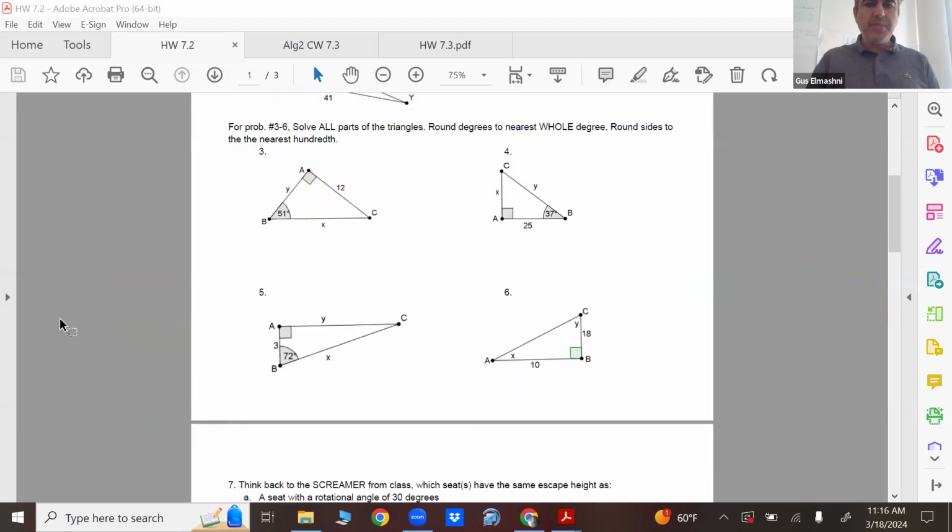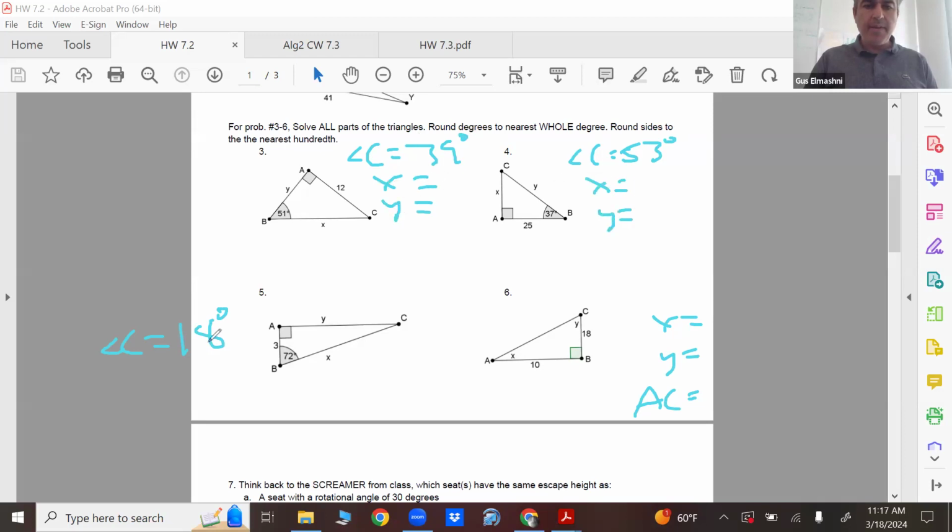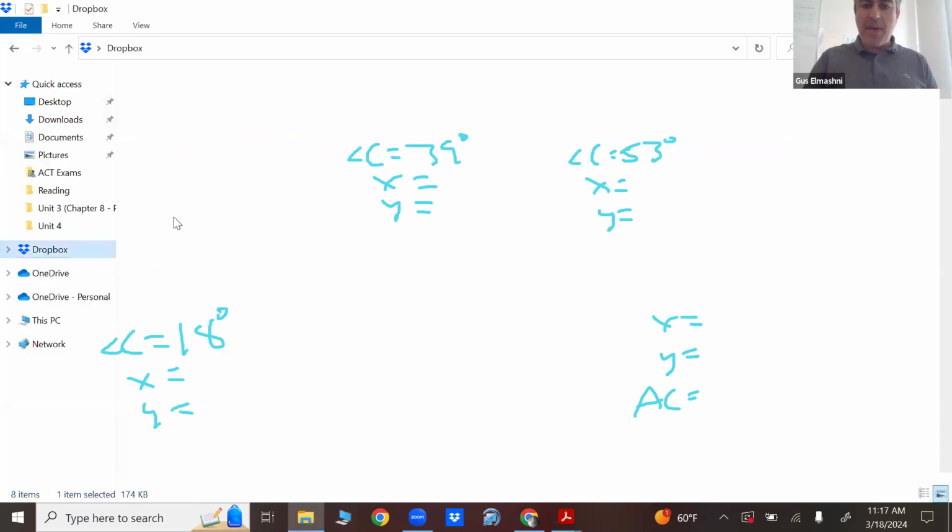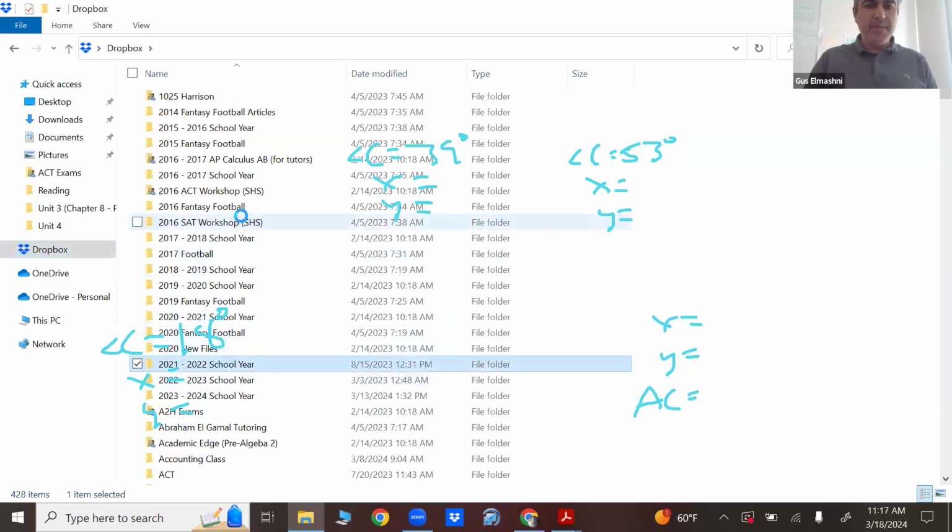Okay, these guys. You're asked to solve all parts. It's going to take a little while, but we do need angle C for each of these cases. X and Y are 2 angles here, and AC is the side here. Angle C is going to be 39 degrees here, 53 degrees here, and 18 degrees here. Okay, let's pull up a calculator. We have no choice but to use a calculator. So just to show you what you do.